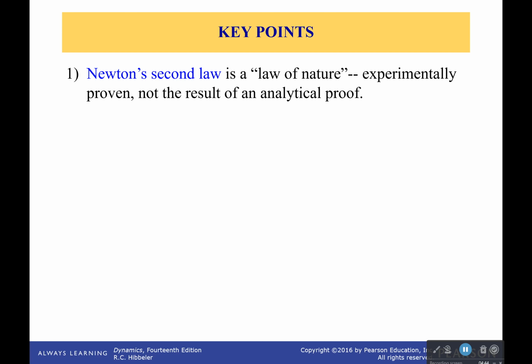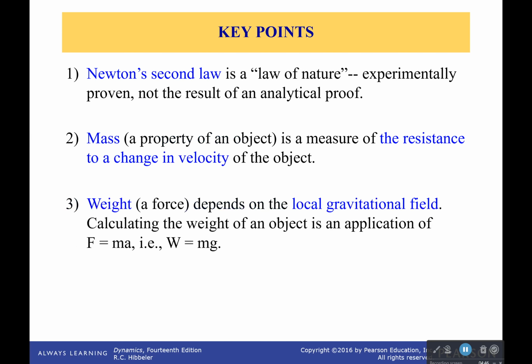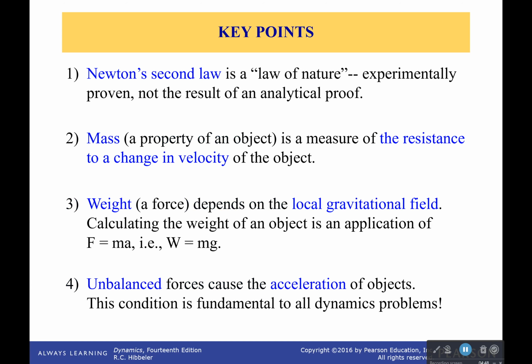Okay, so let's sum up some things here. I'm going to pull these all up here. First off, Newton's second law is a law of nature. It's experimentally proven, not some sort of magical analytical proof, which means that there are certain cases where it doesn't work, like when you get to really, really small objects or really, really high speeds.